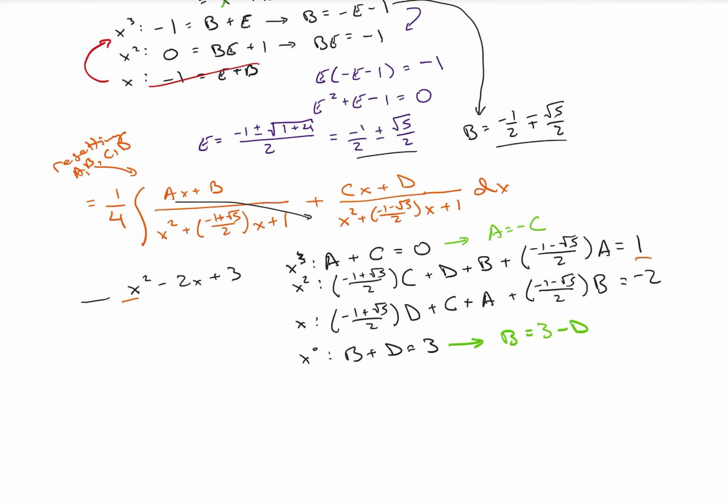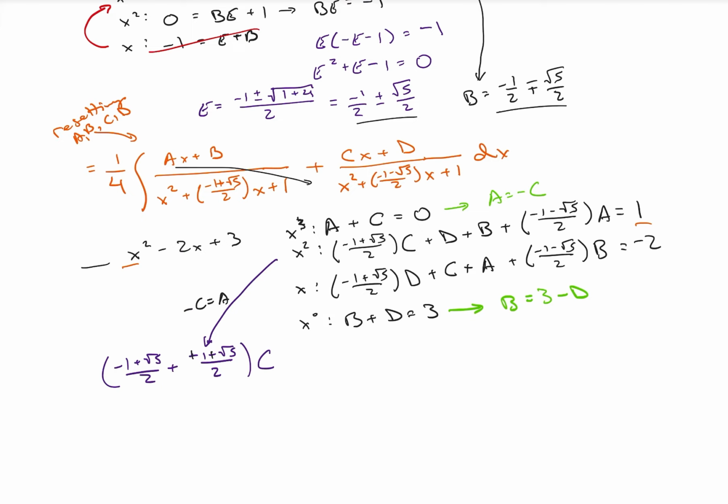Okay, so looking at my equations now, if I look at this second equation, I can see that (-1 plus root 5)/2 times c plus (-1 minus root 5)/2 times -c. So I'm multiplying this by -1, so I'm substituting in a, -c equals a. So now I have these guys. So a few of these are going to cancel. So these ones cancel each other out.